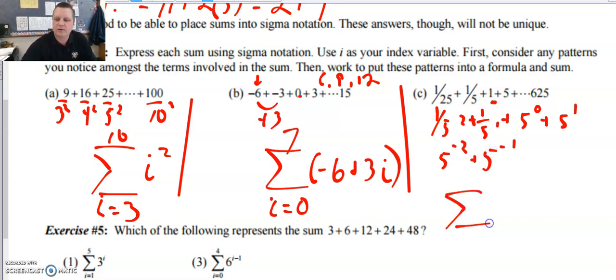So my summation notation has I starting at -2. And what are we doing here? 5 to the I power. 625, how do I get 625? 5 times 5 is 25, times another 5 is 125, times another 5 is 625. So it's going from -2 to 4. Okay?